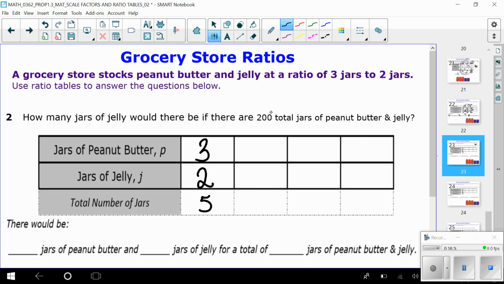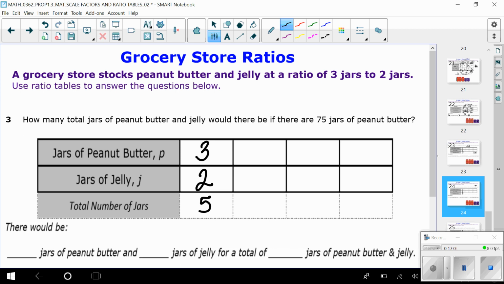Notice each one is asking for a different thing. Be careful, because like the second one, I went back up to number 2. Number 2. It wants to have a total of 200. So you're going to put your total down here in the total box. Okay? This is what you're trying to get to.